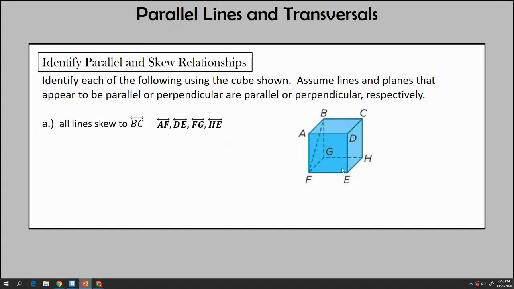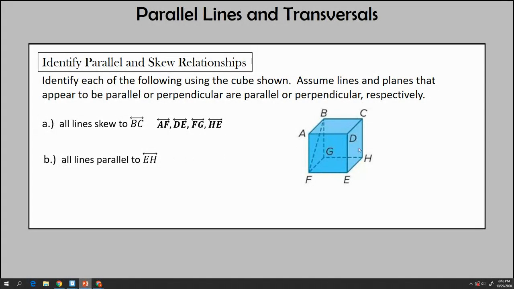So the ones that are skew to it would be AF. So imagine BC is this line and it goes on forever in this direction. AF's going up and down. They're never going to intersect. DE does the same thing. FG, again, FG's on this path right here. It's going to go on and on forever in this direction. And this one's up here going this way. Those are skew as well as HE.